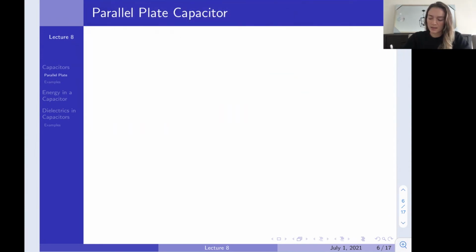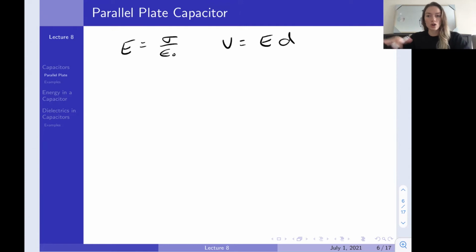So let's rewrite this a little bit. We had that the electric field is sigma over epsilon naught, and the potential was the electric field times the distance between the plates. So we can rewrite sigma as the total charge on the plate divided by the surface area of the plate. I'm going to replace sigma with total charge over area, since it's just a surface charge density. So I'm going to rewrite the electric field as Q over epsilon naught times A.